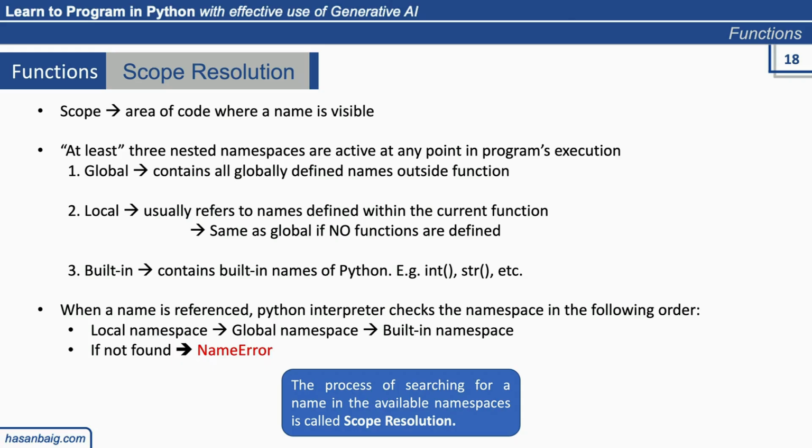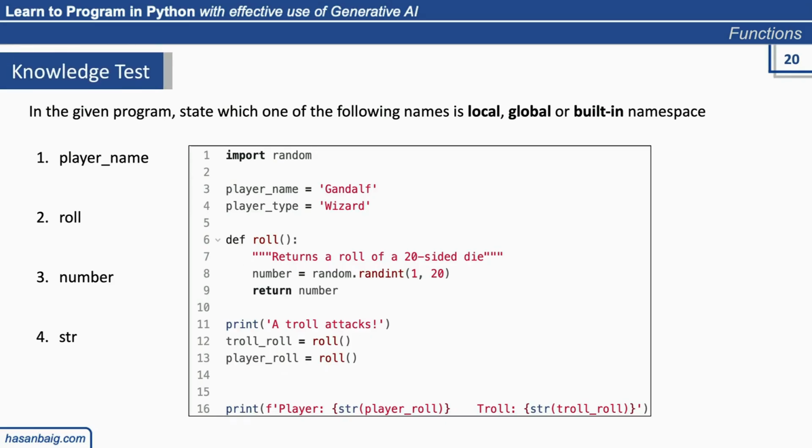Okay, let's do a quick knowledge test. Suppose you are given a snippet of code. You need to find out which variable is global, local, and built-in. So what is the first one? Player underscore name. Global. Player underscore name is a global variable because it is defined outside the function.